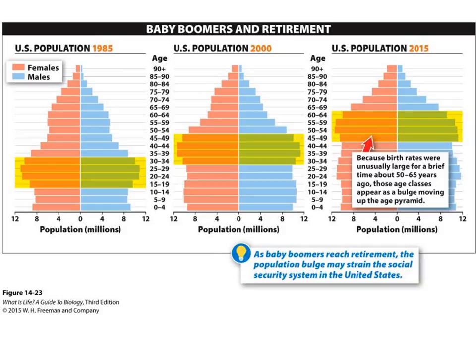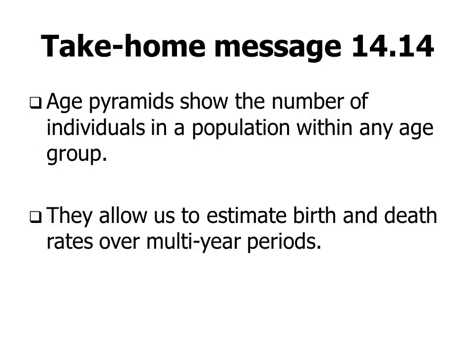So you see a bulge in the age class of about 50 to 65 years old. So you see that moving up the age pyramid as time passes. So as baby boomers reach retirement, the population bulge may strain the Social Security system in the United States. This is why people are always talking about Social Security during debates. So age pyramids show the number of individuals in a population within any age group or cohort.